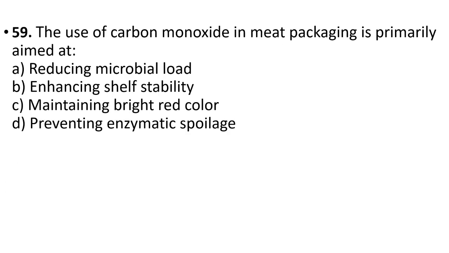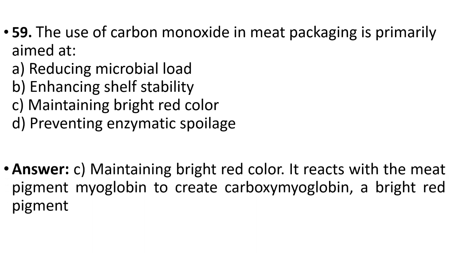59. The use of carbon monoxide in meat packaging is primarily aimed at reducing microbial load, enhancing shelf stability, maintaining bright red color, preventing enzymatic spoilage. Your answer is option C, maintaining bright red color. It reacts with the meat pigment myoglobin to create carboxymyoglobin, a bright red pigment.